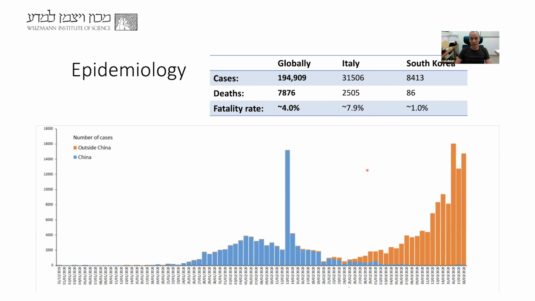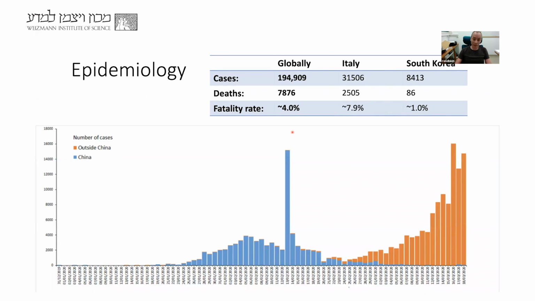Now, a little bit about the mortality rate, that was debatable, at least for this virus. If we look at the number of cases, I think we already passed the 200,000 cases as of now, but in the morning it was still 194,000 cases. And if we look at the number of deaths, then we're talking about a fatality rate of about 4%, which is quite high.